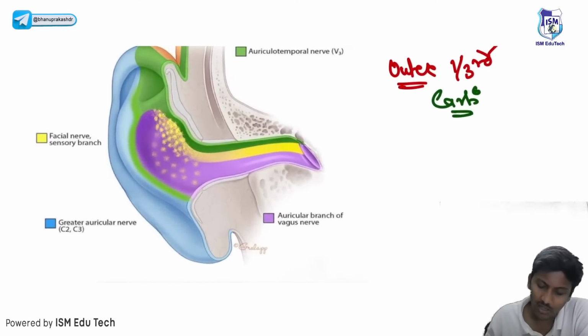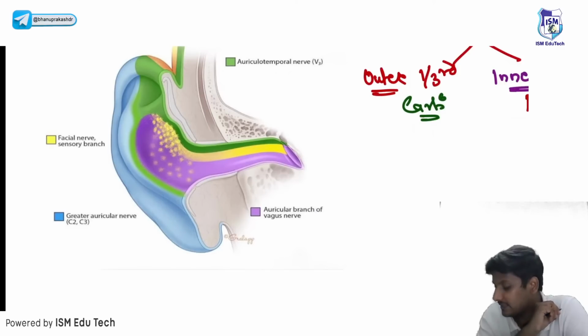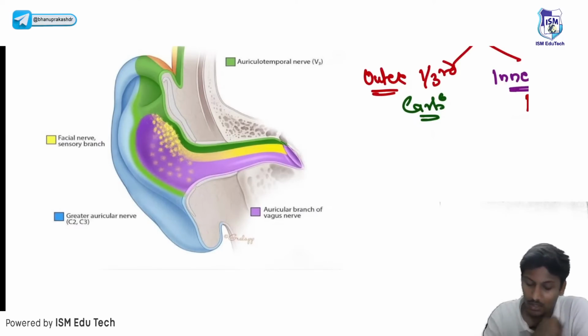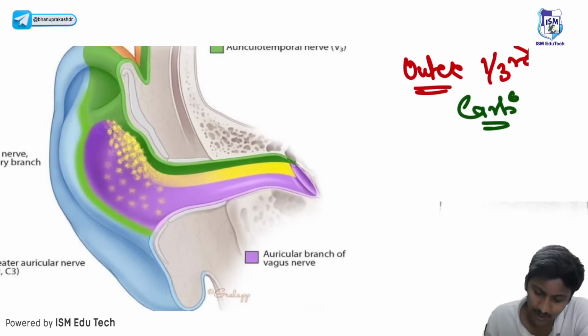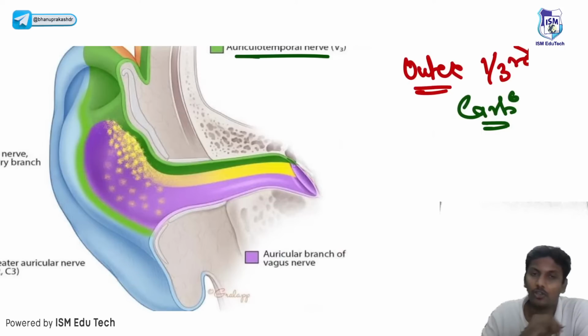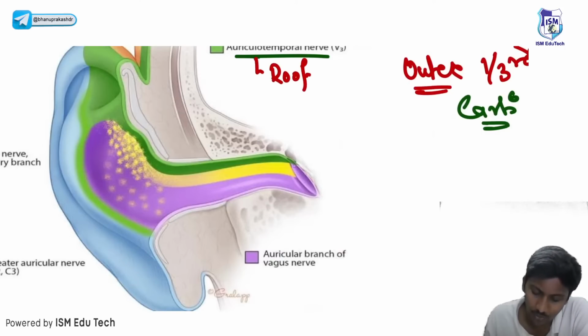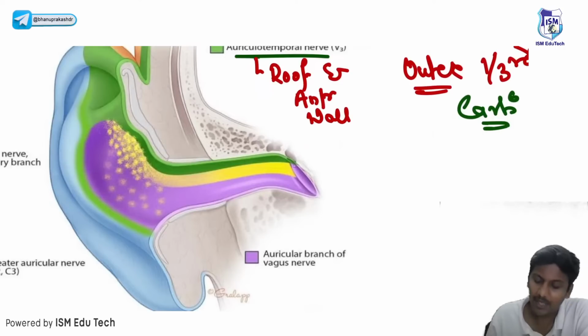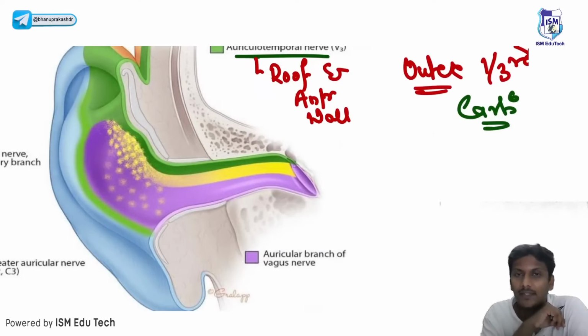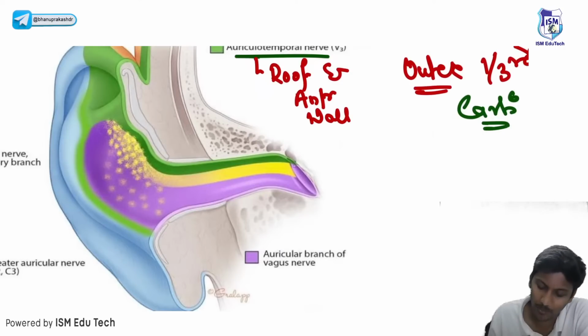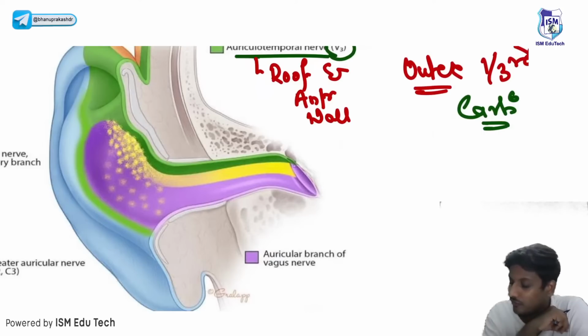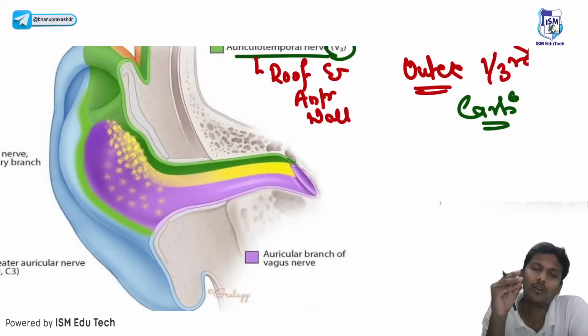Next, if I talk about the nerve supply of the EAC, and this is very important, guys, it has been asked multiple number of times. The first one, the green part that you can see, is supplied by the auriculotemporal nerve. Please remember, the auriculotemporal nerve usually supplies the roof and the anterior wall of the external auditory canal. This auriculotemporal nerve is a branch of V3. What is V3? V3 is nothing but the third division of the trigeminal nerve.